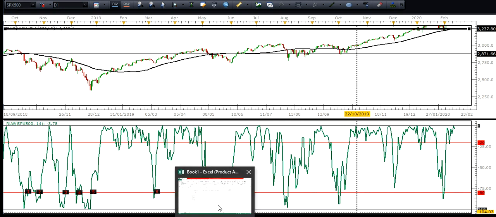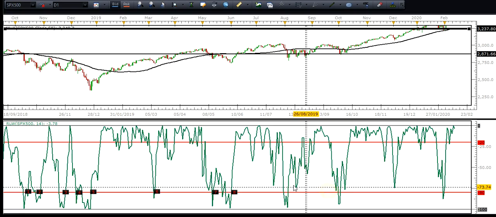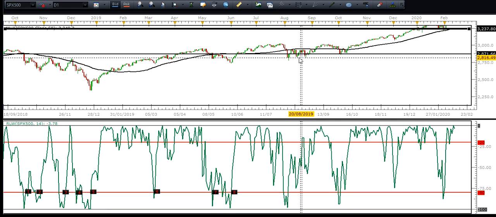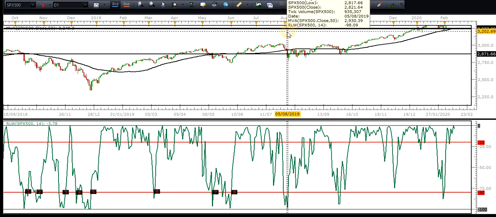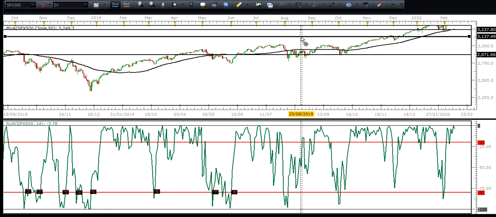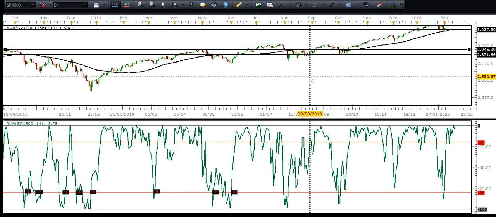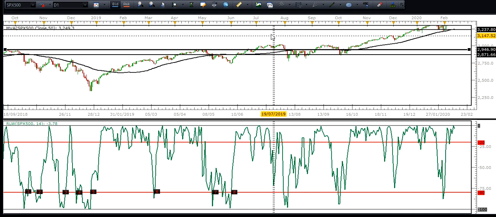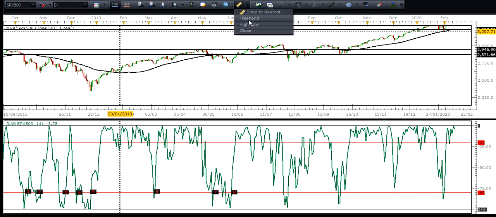28716. Okay, so what we got in here, we entered here. In 2 days, it went 1, 2 up to there. Let's bring that down to there. So let's measure that and see how much that trade made.